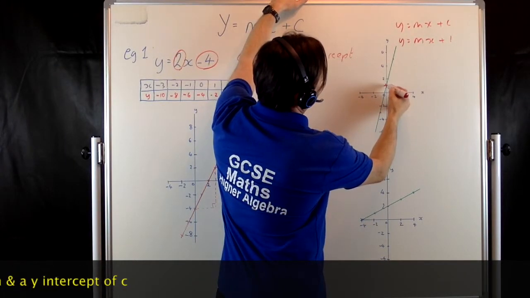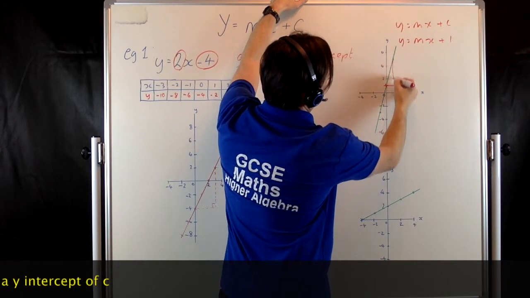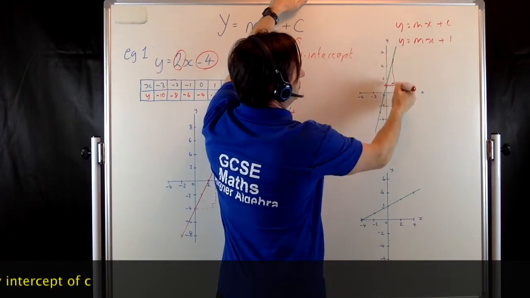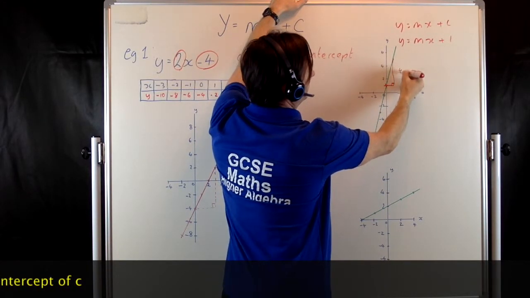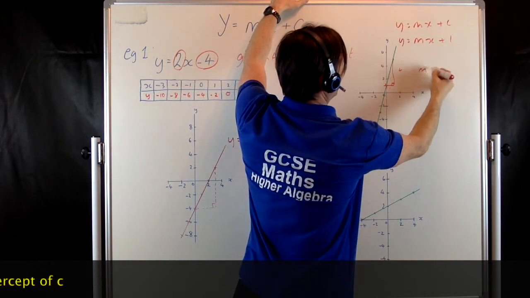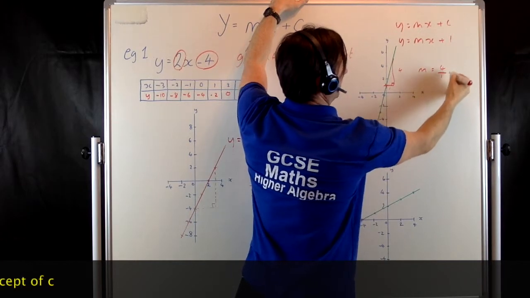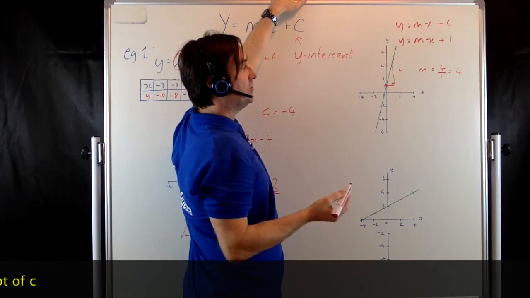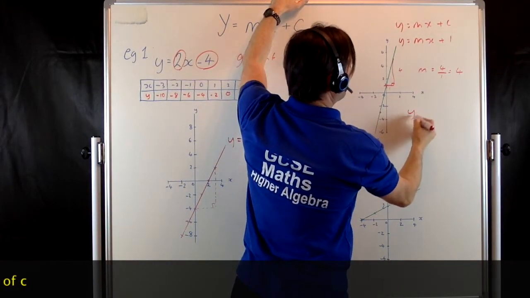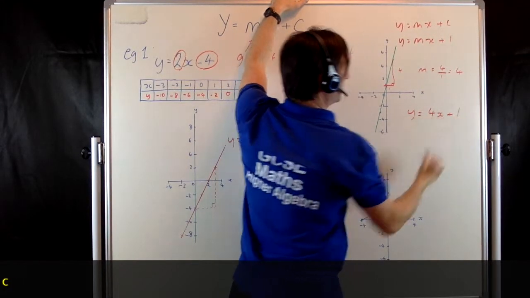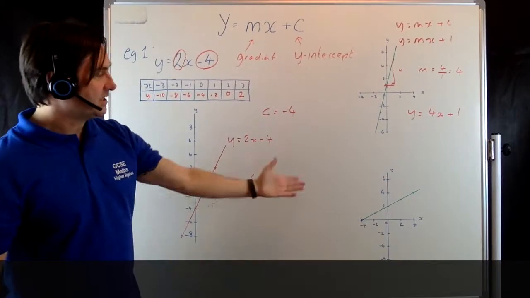Then I need to work out the gradient of my line. So I take a point and I form a triangle. So I'm just going to take this point here and I'm going to form this small right angle triangle here. The height of this triangle, 1, 2, 3, 4, and the base is 1. So to find the m value, I have to do the height divided by the base, which is 4. So I can write my equation now as y equals 4x plus 1.